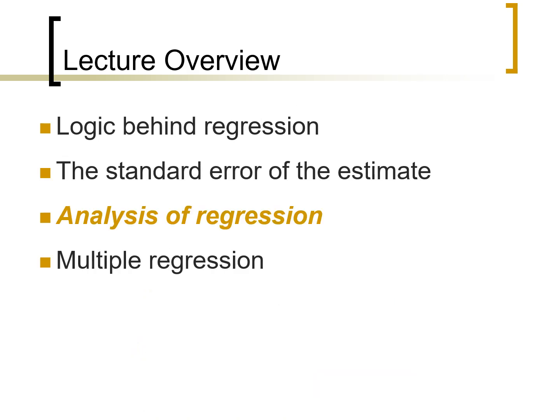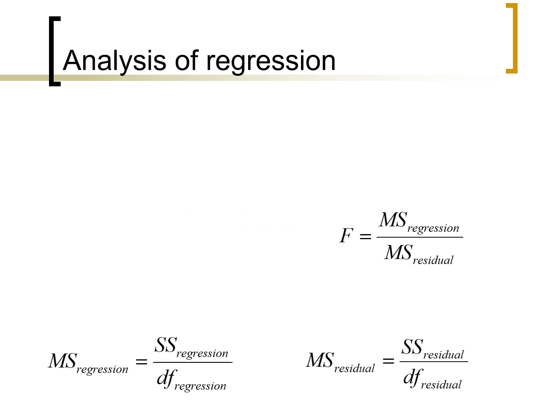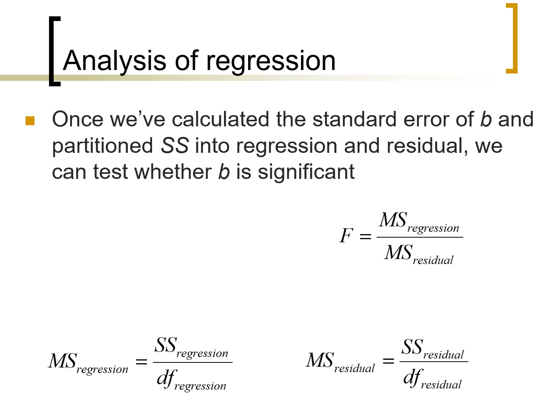So that leads to what's known as an analysis of regression. And basically, how do we do the significance test? Well, we've got our slope and we've got a standard error for it. Now, we partitioned, we got our sum of squares residual and sum of squares regression, and is that slope significant?